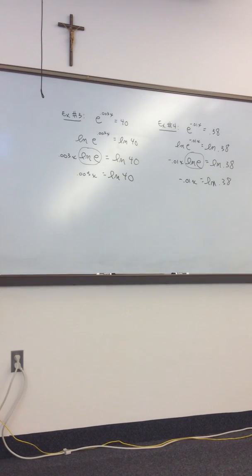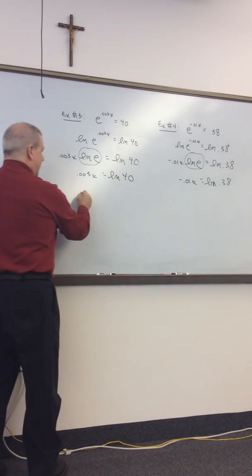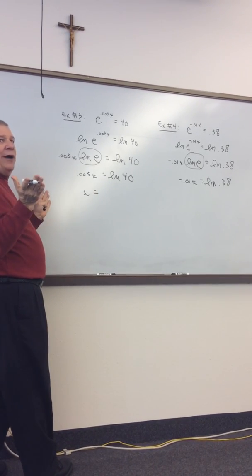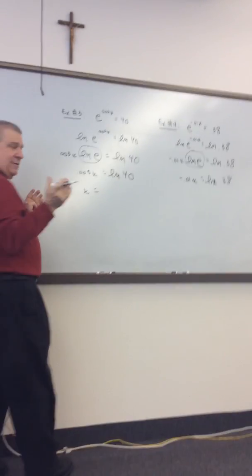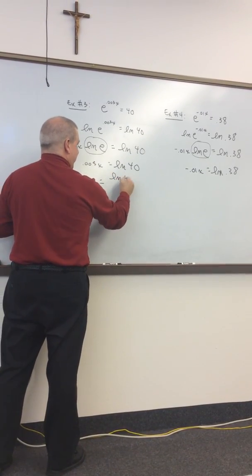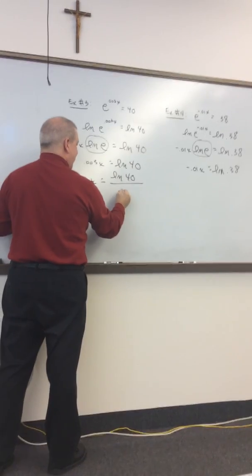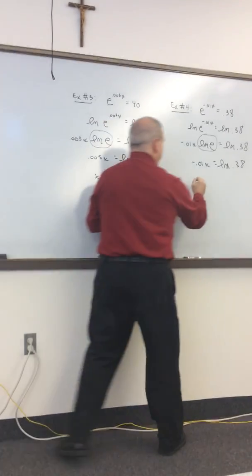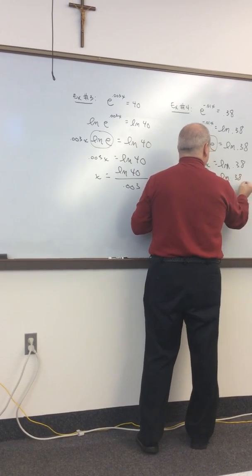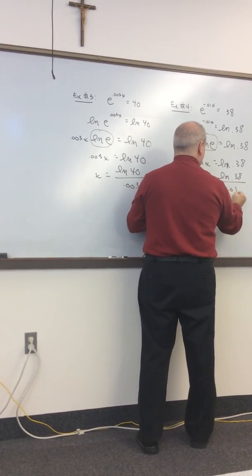What's the only thing left to do in both of these? And then your calculator will take over. Solve for x. What are you going to do to both sides here? You're solving it just like a normal equation now. Howard? Divided by 0.003. This is the natural log of 40 divided by 0.003. This is going to be the natural log of 0.38 divided by negative 0.01.